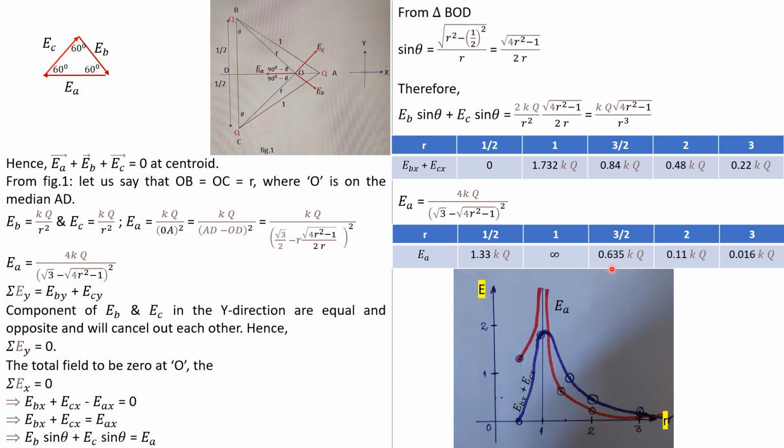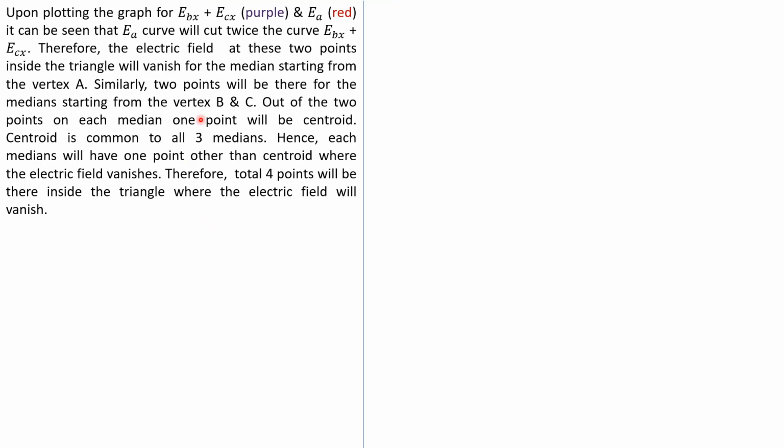So the total number of points, you can go through the write-up: on each median there will be 2 points. Out of that, one is the centroid, but the centroid is common to all three medians of the triangle. So there will be 1 point only apart from the centroid. There are three medians, so 3 points plus 1 point at the centroid. So a total of 4 points will be there where the electric field will vanish.